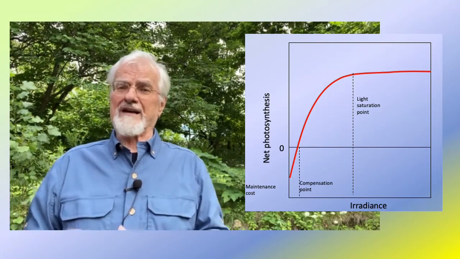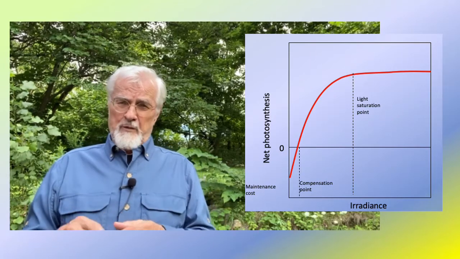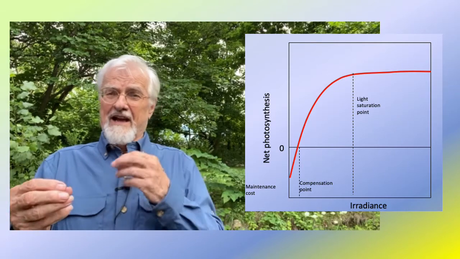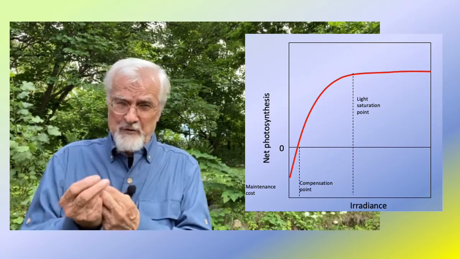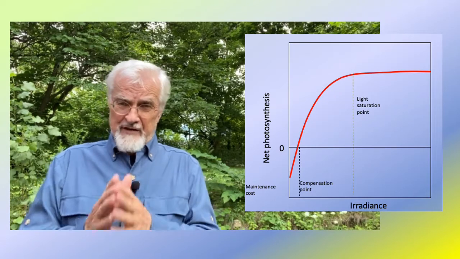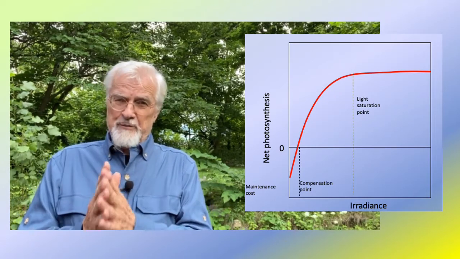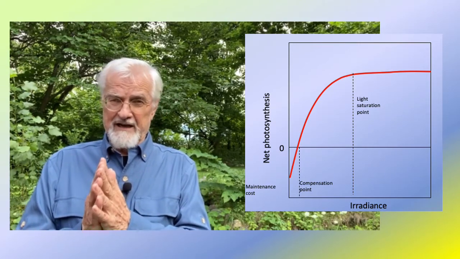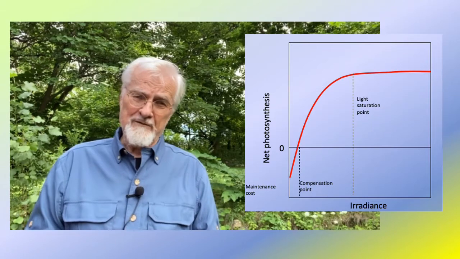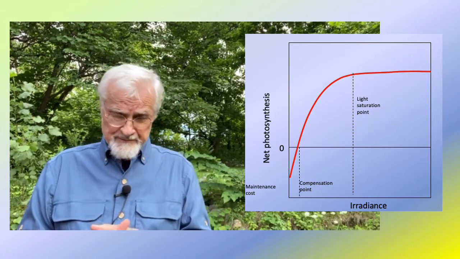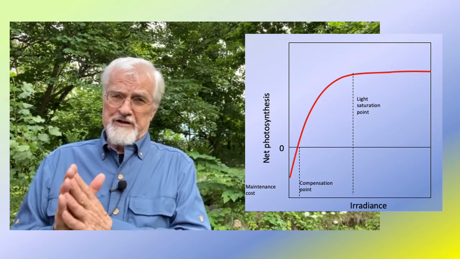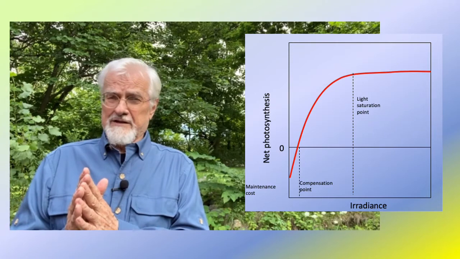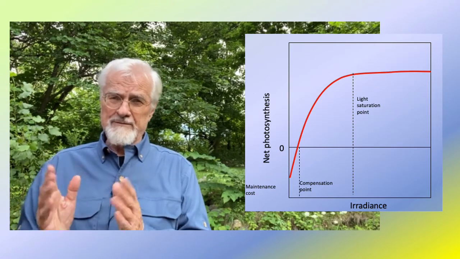Then there's what's called the compensation point. The compensation point is a point at which there's just exactly the amount of photosynthesis going on as what's required to maintain it. So your net photosynthesis is actually equal to 0. So that's the level of light at which you're perfectly balanced between what it costs to keep the plant going and the energy that the plant's getting from photosynthesis. And then finally, you have the light saturation point, which is the amount of light at which the plant has maximized its photosynthesis. So increasing light beyond that doesn't increase photosynthetic intake at all.